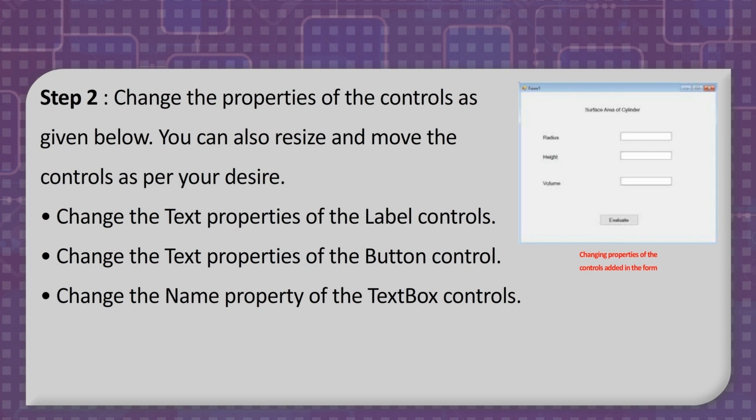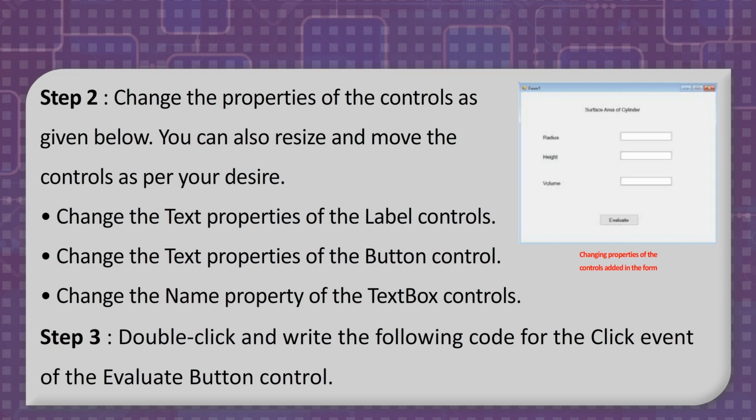Change the text properties of the label controls. Change the text properties of the button control. Change the name property of the text box controls. Step 3. Double-click and write the following code for the click event of the evaluate button control.